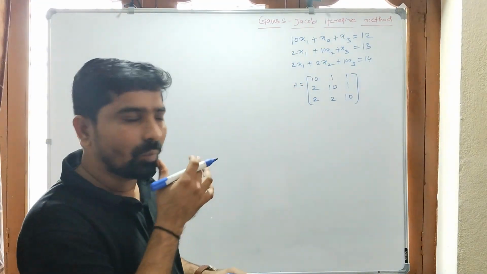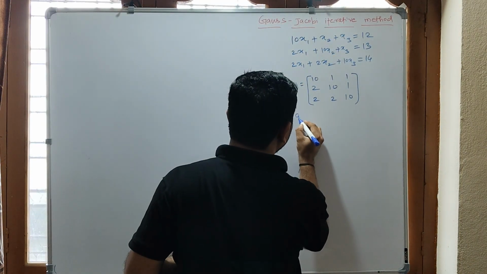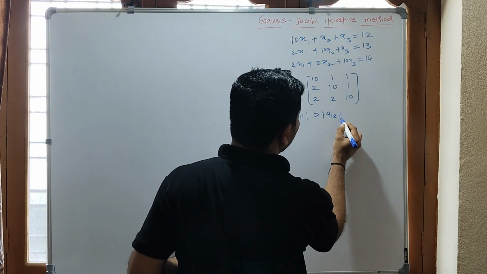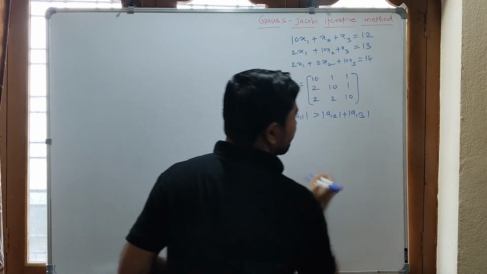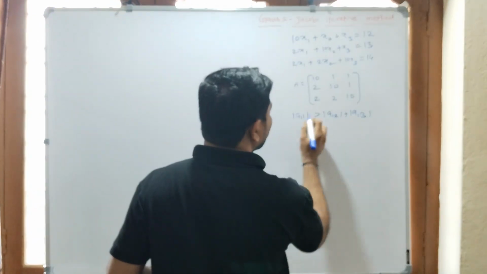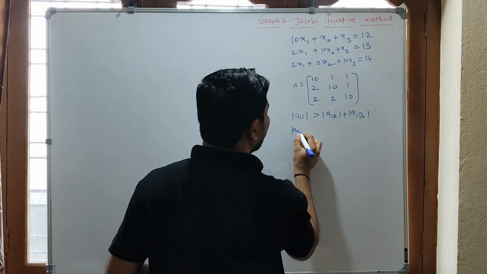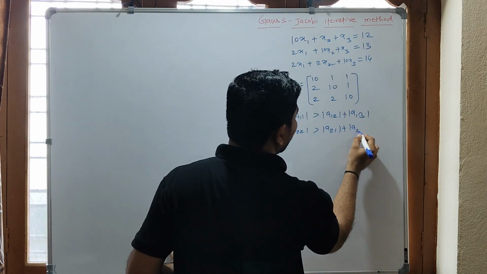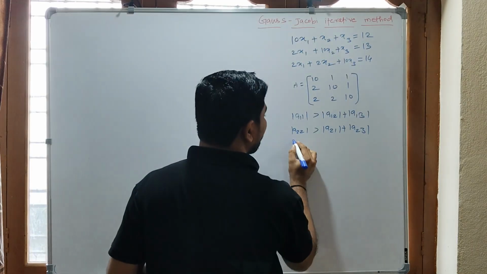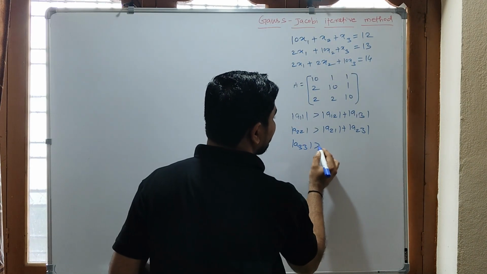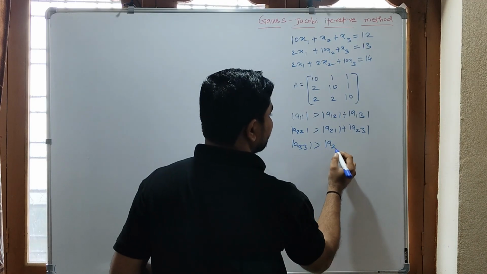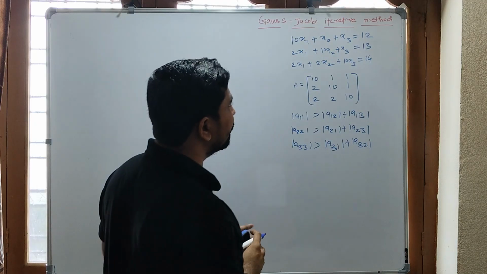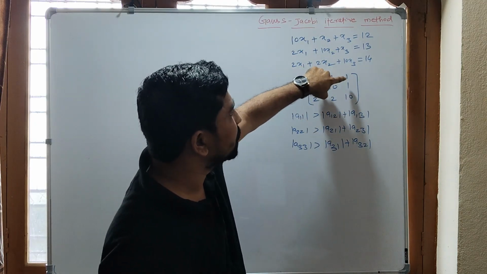What is meant by diagonally dominant? The absolute value of A11 is strictly greater than mod of A12 plus mod of A13. Corresponding to row 2, mod of A22 is strictly greater than mod of A21 plus mod of A23. Corresponding to the third row, mod of A33 is strictly greater than mod of A31 plus mod of A32. Here this is my A11 position, A12 position, A13.